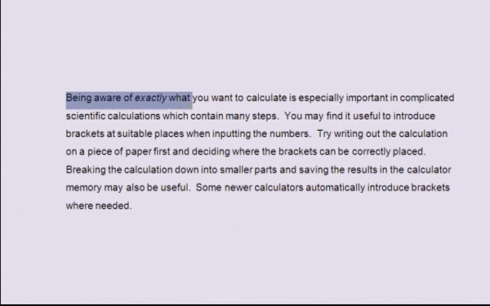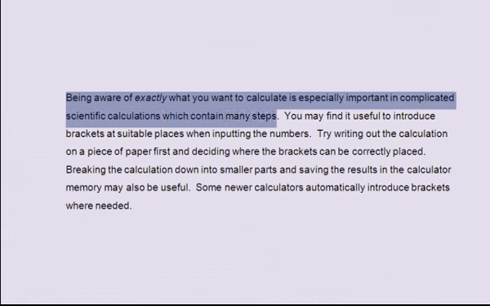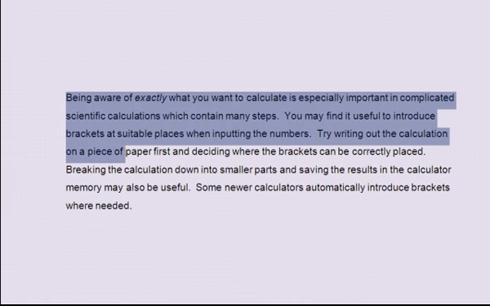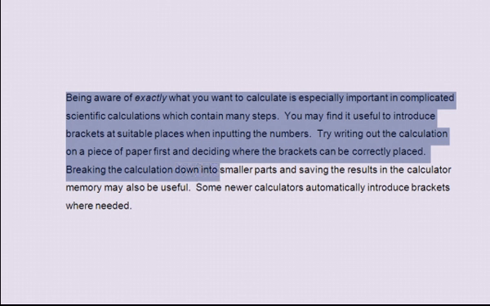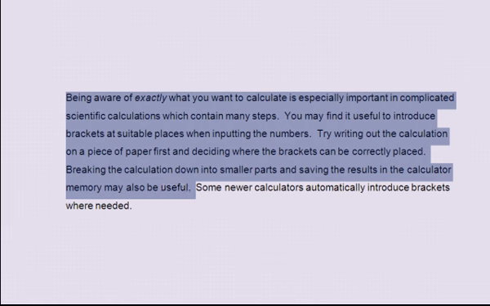Being aware of exactly what you want to calculate is especially important in complicated scientific calculations which contain many steps. You may find it useful to introduce brackets at suitable places when inputting the numbers. Try writing out the calculation on a piece of paper first and deciding where the brackets can be correctly placed. Breaking the calculation down into smaller parts and saving the results in the calculator memory may also be useful. Some newer calculators automatically introduce brackets where needed.